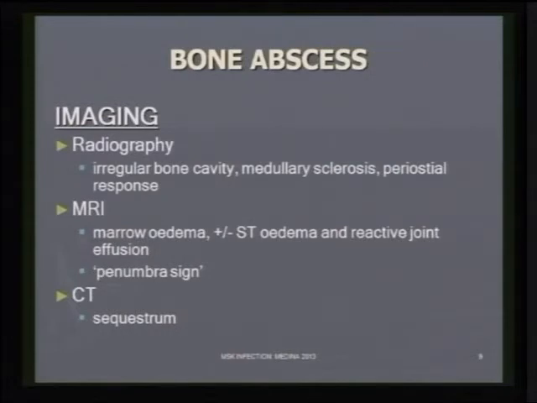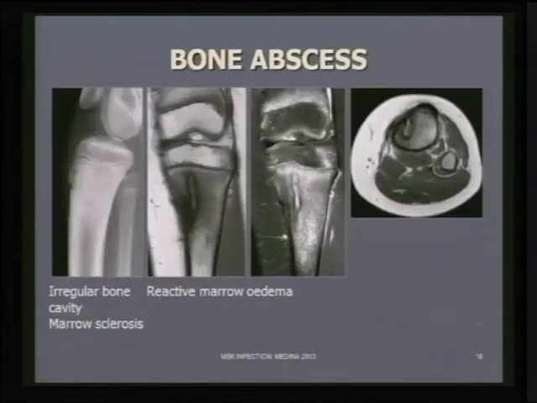An important sign, which we'll discuss in a little bit of detail, which is almost diagnostic of a bone abscess, is the penumbra sign. And in addition to radiography and MR, CT may be helpful by demonstrating a sequestrum. So these are the classical features.